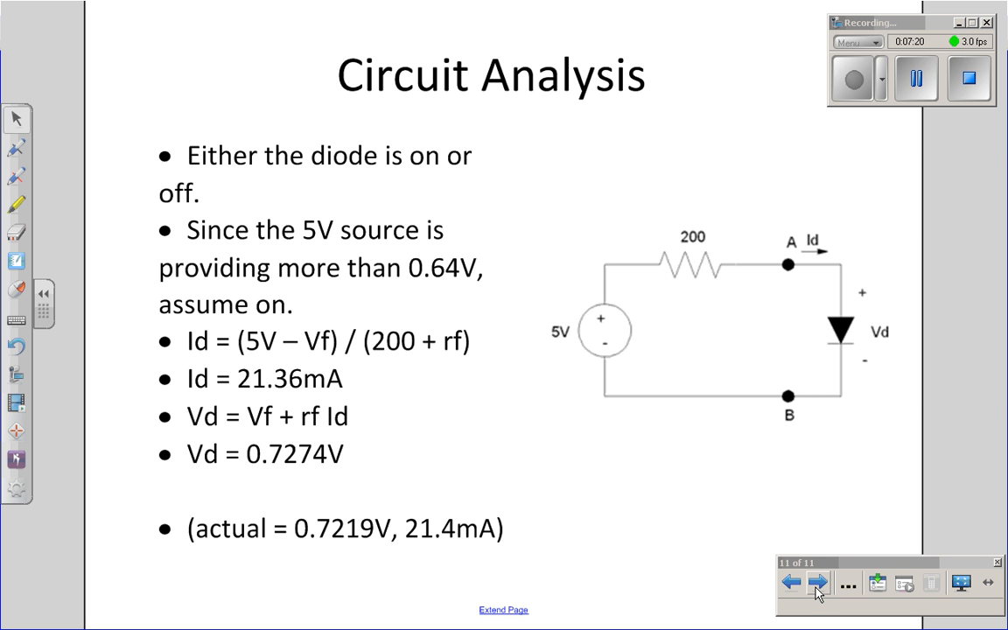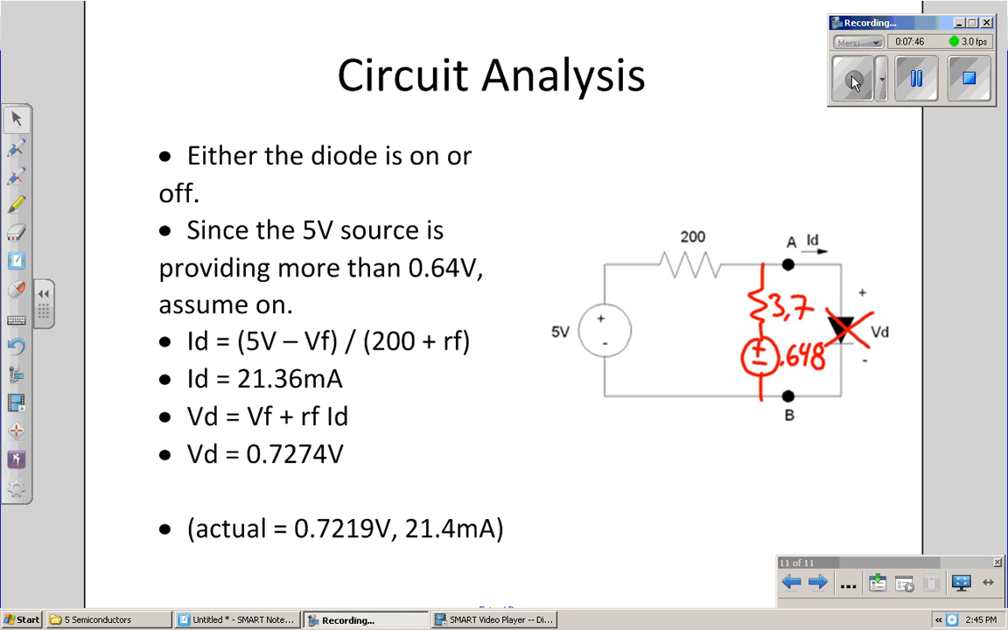Now let's use that to analyze the previous circuit. Again, I'd look at the voltage source and say, is 5 volts enough to turn on the diode? I need 0.63 volts to turn it on. Yes, it is, so the diode will be on. I'll now replace the diode with this on model, which is a resistance and a voltage source: 3.7 ohms and 0.648 volts.